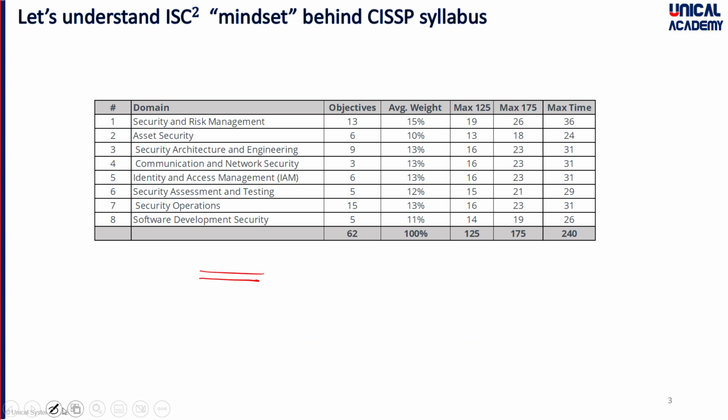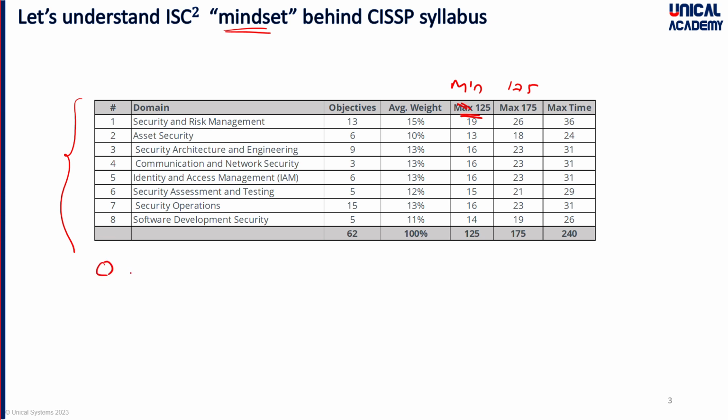Okay, since we already covered the 8 domains, now let us understand the mindset of CISSP when they built the syllabus around 8 domains. The minimum questions you get are 125 and the maximum questions that you get are 175. What does it mean?